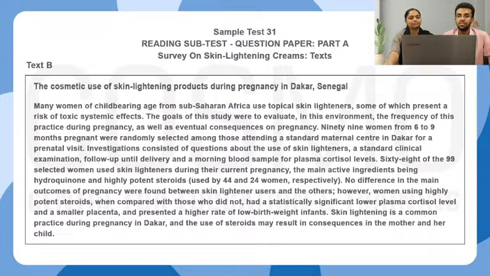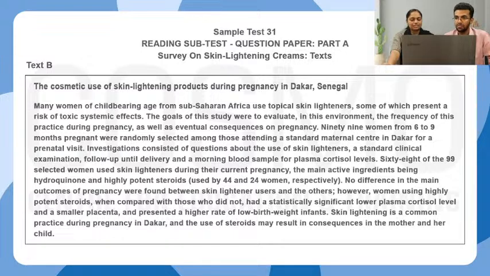The answer can be found in the first line of the text itself. Many women of childbearing age from sub-Saharan Africa use topical skin lighteners. So the answer is topical. Joe just said it's topical. Right. And as I said before, when you write the answer, the first letter of your answer must always be a capital letter. So the answer for question number 8 is topical.